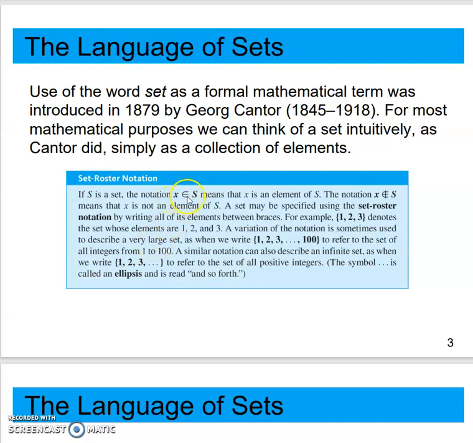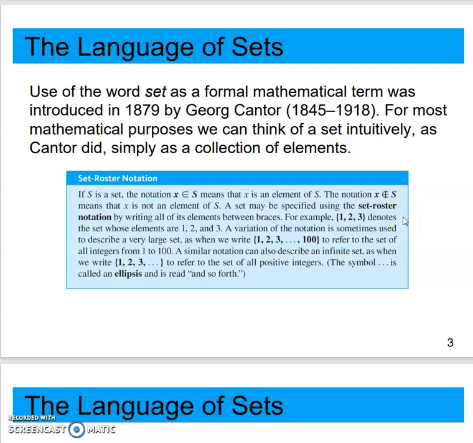If you see this symbol, which looks a little bit like an E, that means that the element X is in that set S. And if there's a cross through it, as you can see here, that means X is not an element in S.